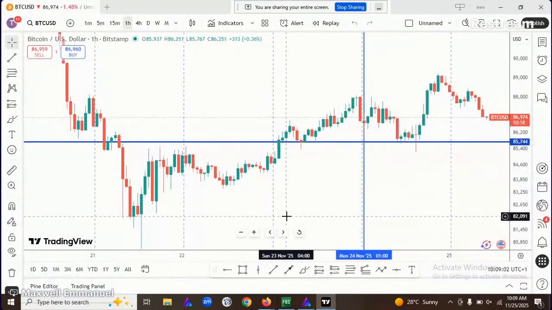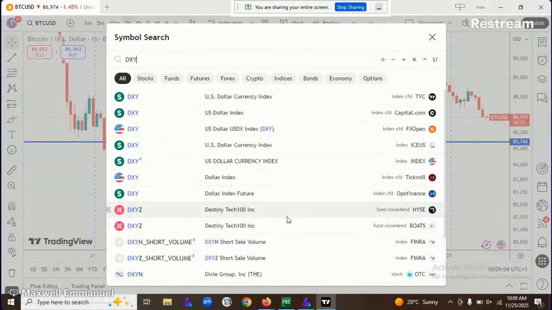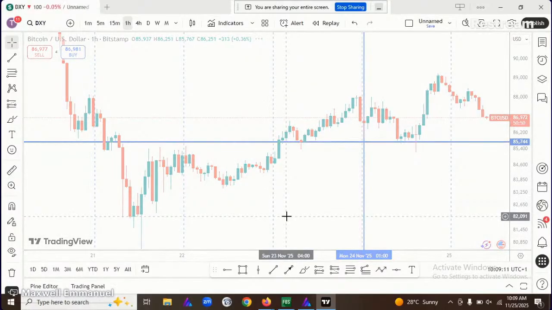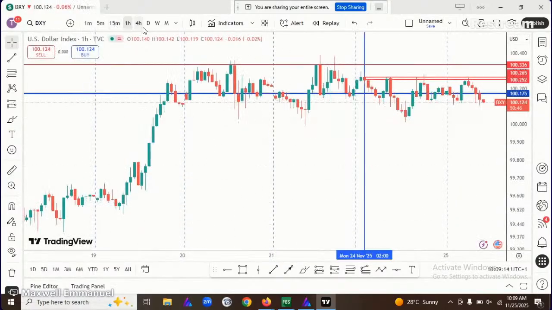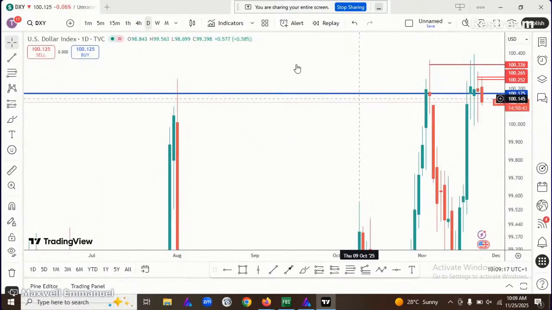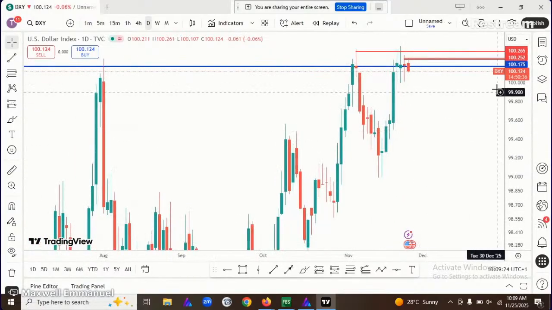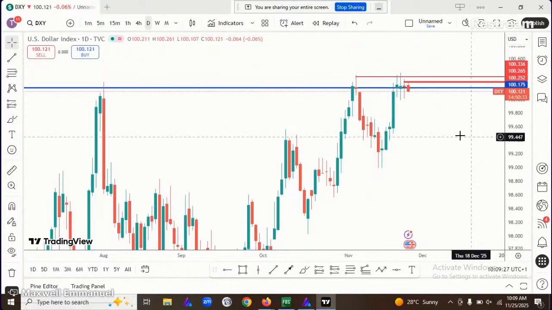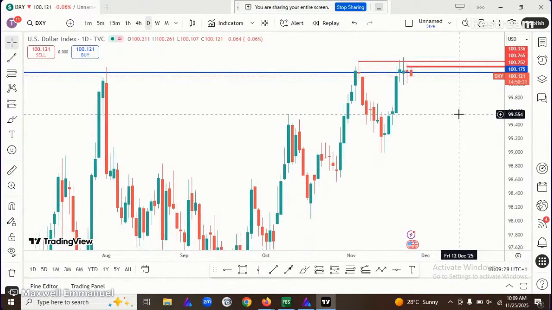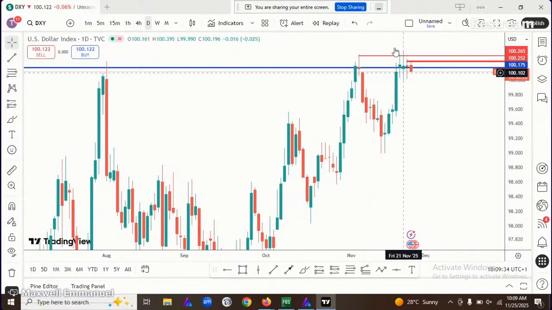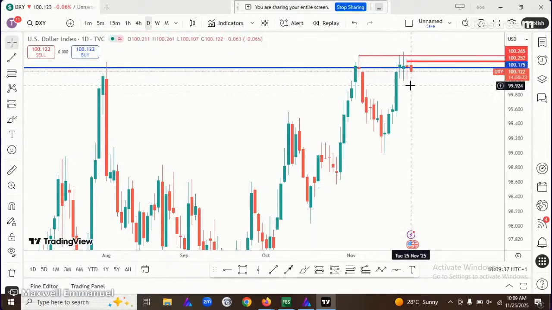So we'll start by analyzing DXY to know the strength of the dollar. Okay, so let's start with the daily time frame. I shared this with you guys yesterday that dollar will be bearish if yesterday's candle closes bearish, because we've had two candlestick patterns indicating change in trend from bullish to bearish.